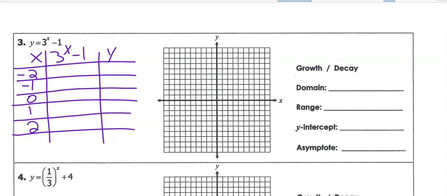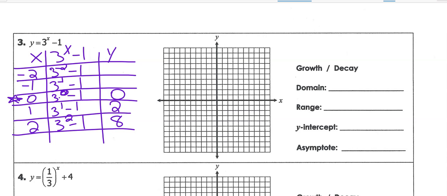You always have to have 0 because things happen at 0, and 0 is a really easy exponent to deal with. So then we're going to have 3 to the -2 power minus 1, 3 to the -1 power minus 1, 3 to the 0 power minus 1, 3 to the first power minus 1, and 3 squared minus 1. Start with the easy ones. 3 squared is 9, minus 1 is 8. 3 to the first power is 3, minus 1 is 2. 3 to the 0 power is 1, because remember, anything to the 0 power is always 1. 1 minus 1 is 0.